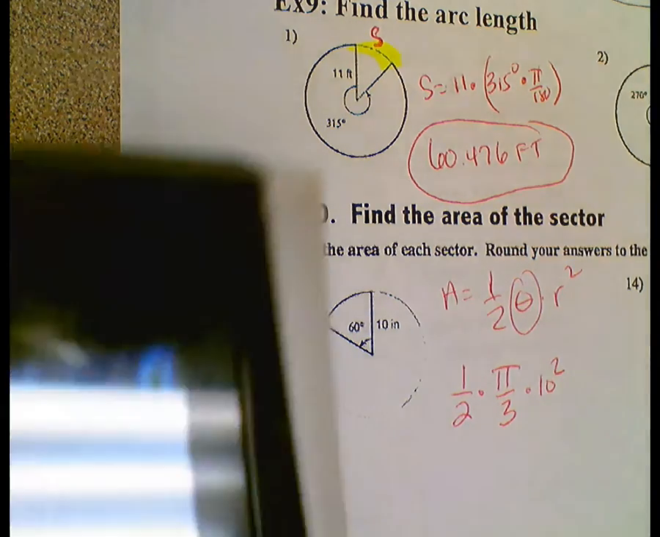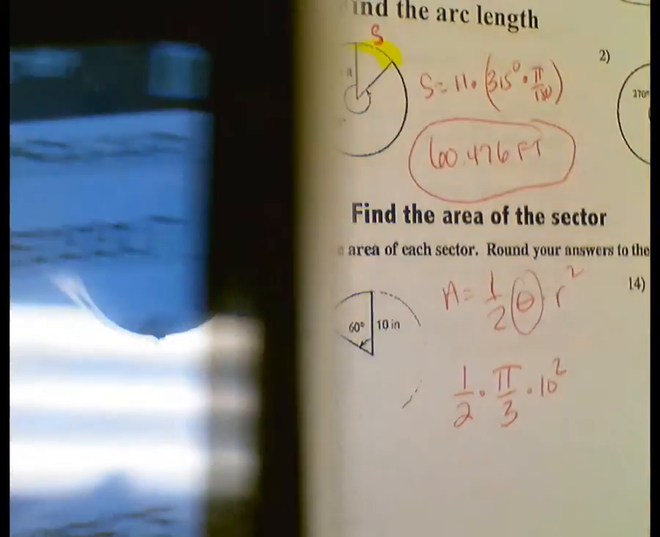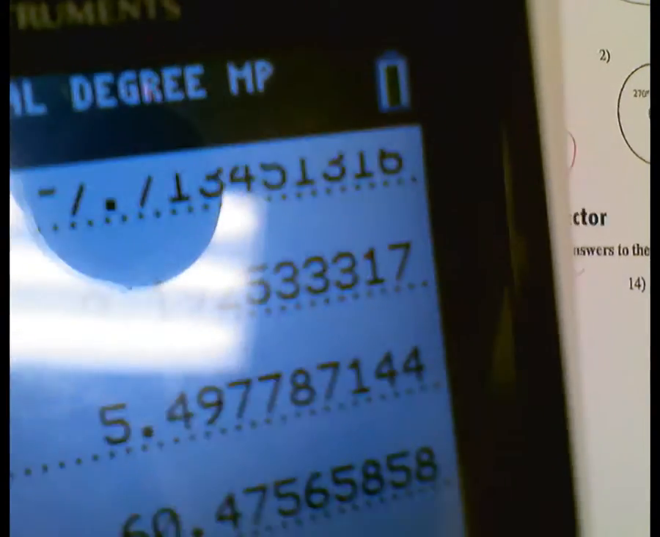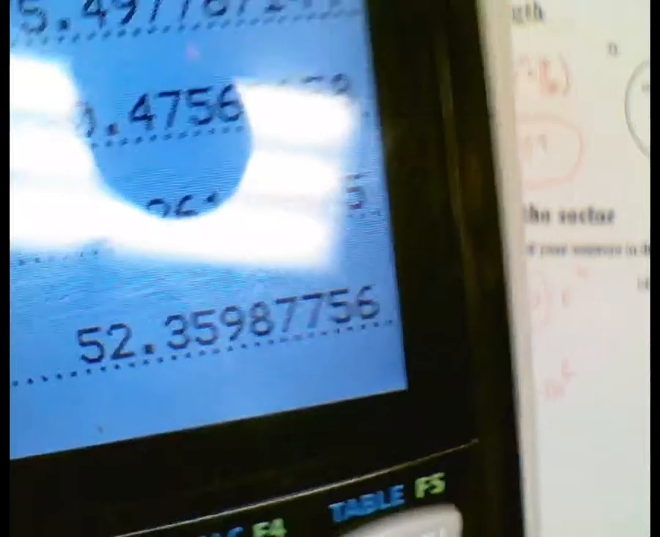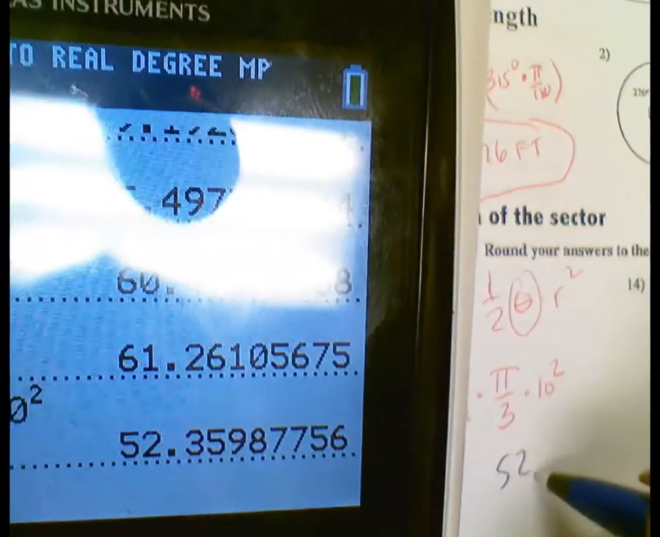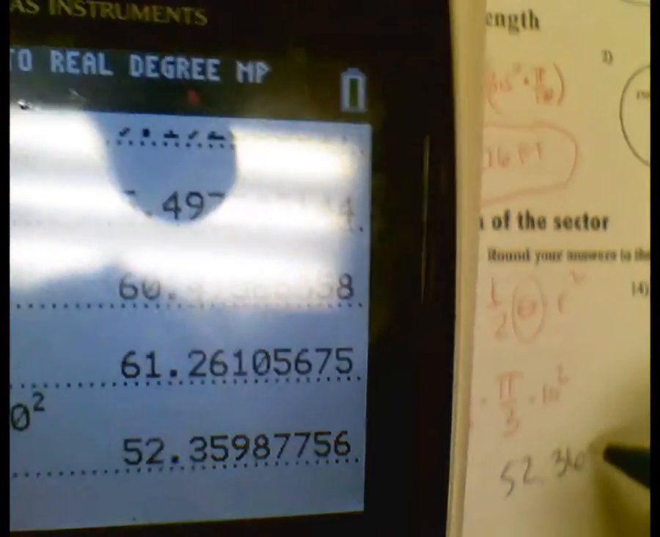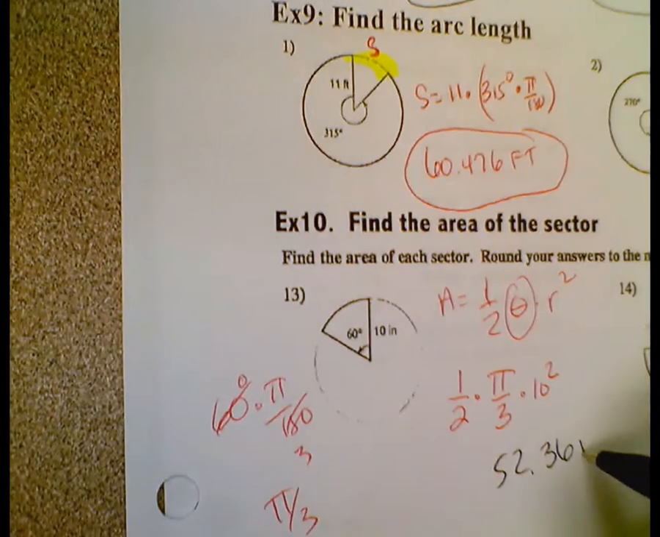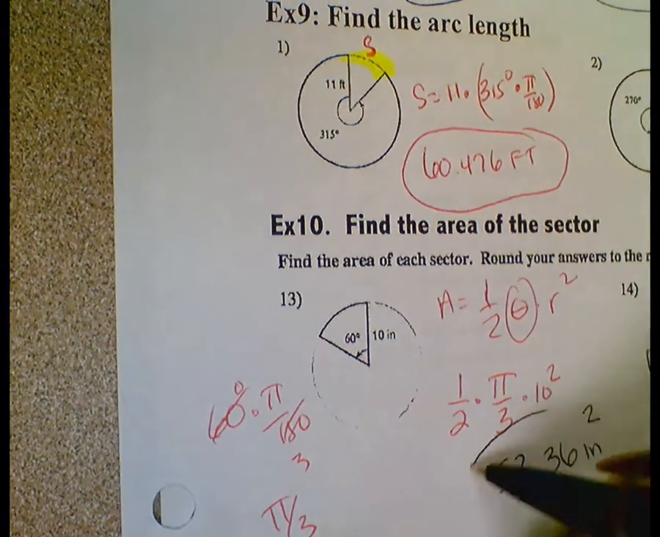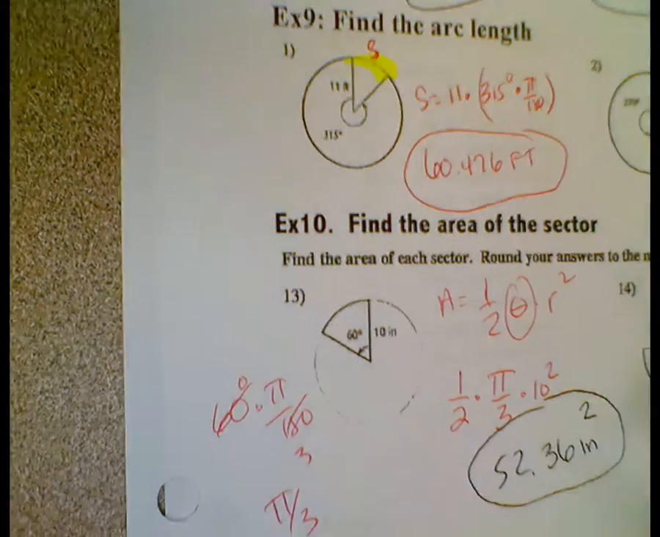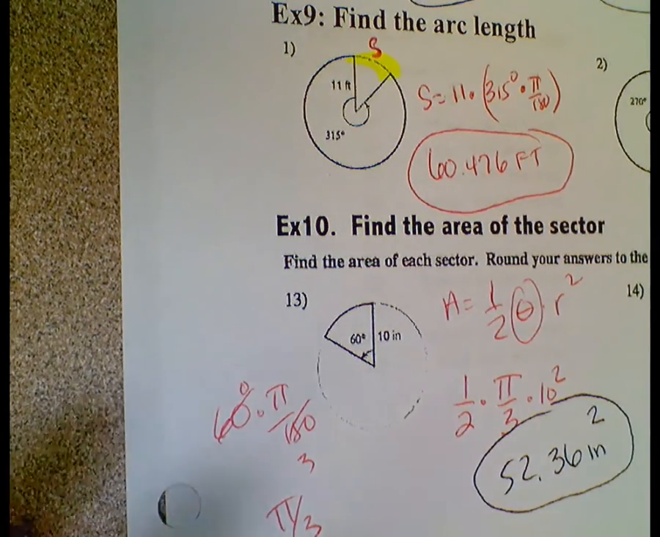So we have 1/2 times, I'm going to do parentheses, pi divided by 3 times 10 squared. And that is 52.360. And it is in inches. And since it's area, we want squared for our answer, for our units.